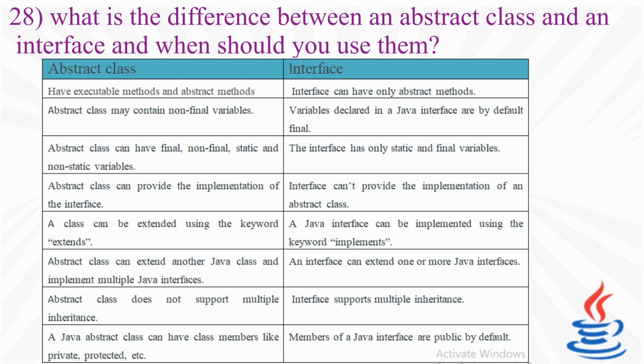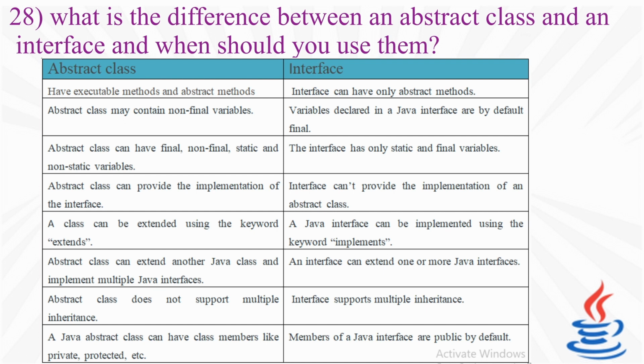Abstract class can be extended using the keyword extends. Java interface can be implemented using the keyword implements. Abstract class can extend another Java class and implement multiple Java interfaces. An interface can extend one or more Java interfaces. Abstract class does not support multiple inheritance. Interface supports multiple inheritance. The final point is a Java abstract class can have class members like private, protected, etc.